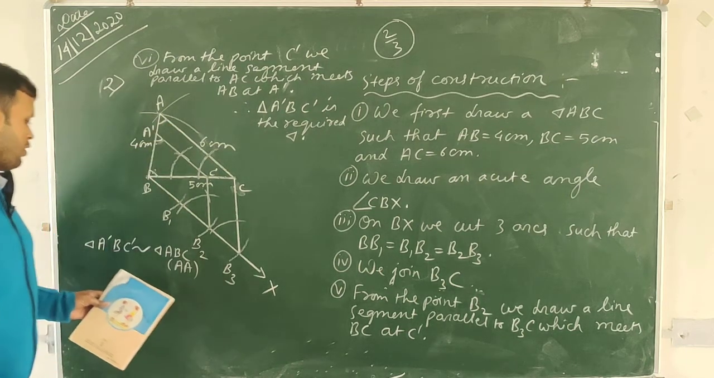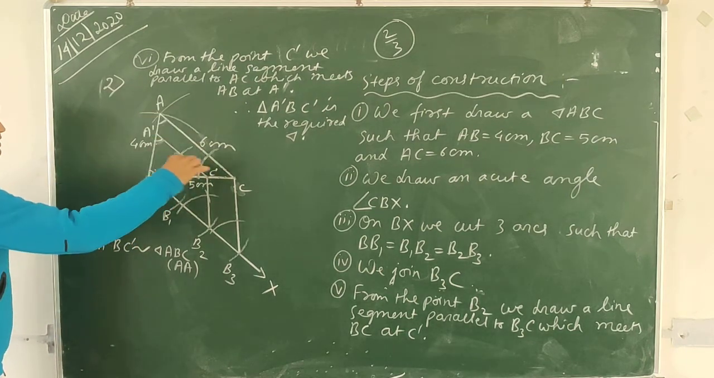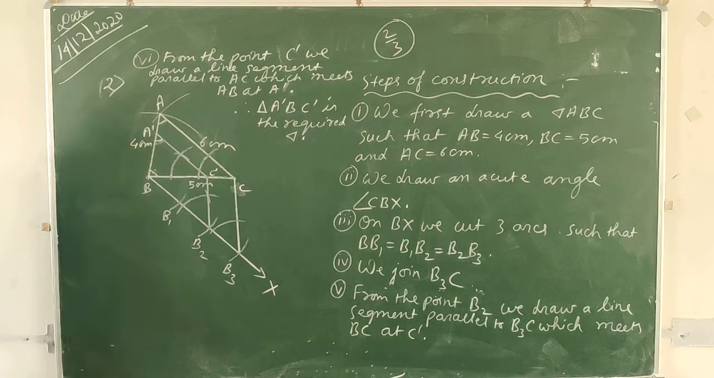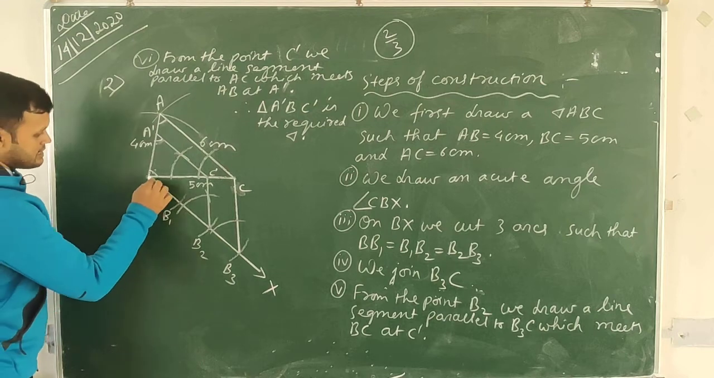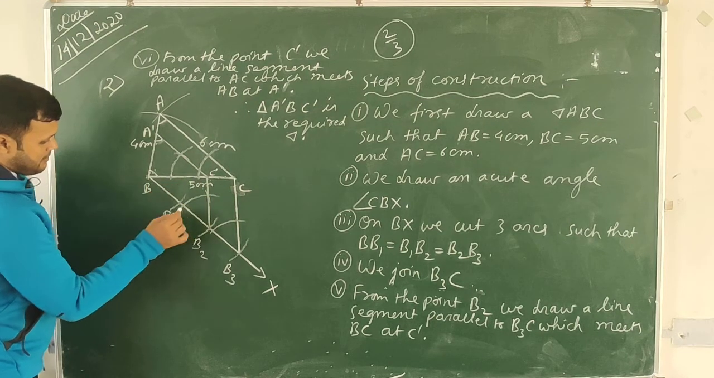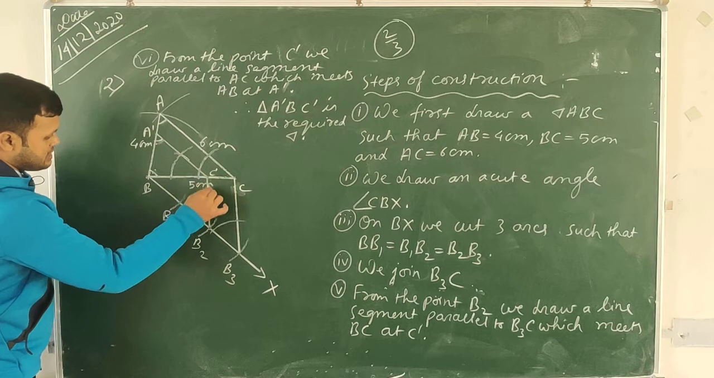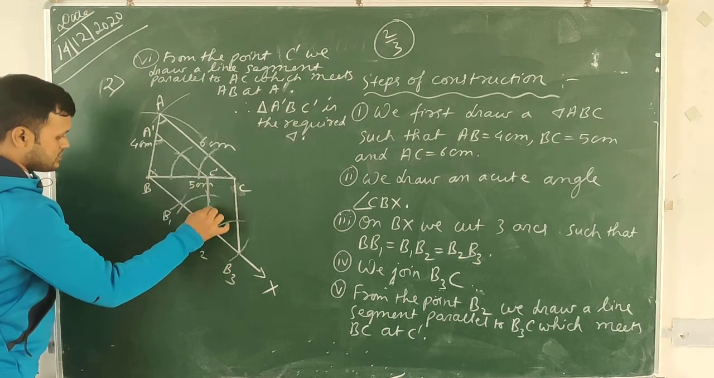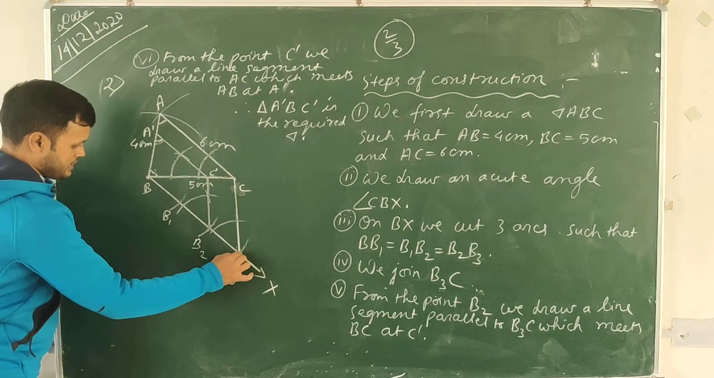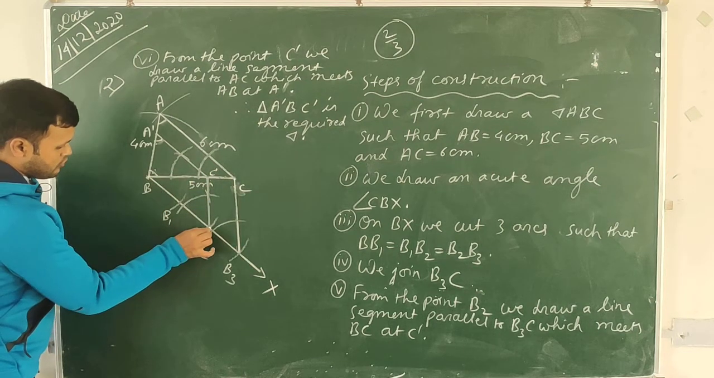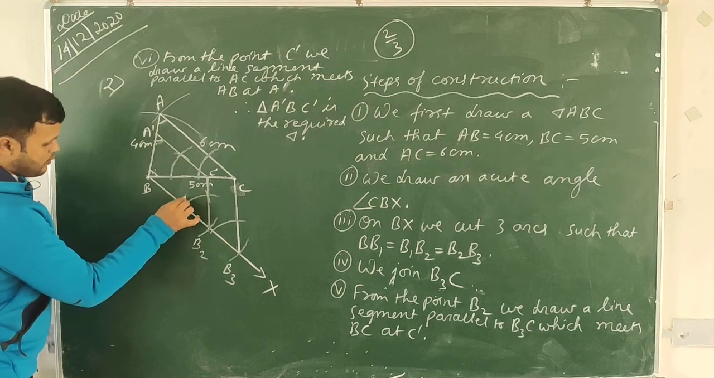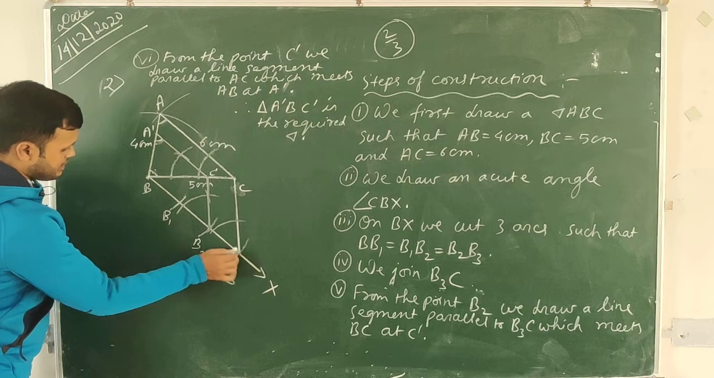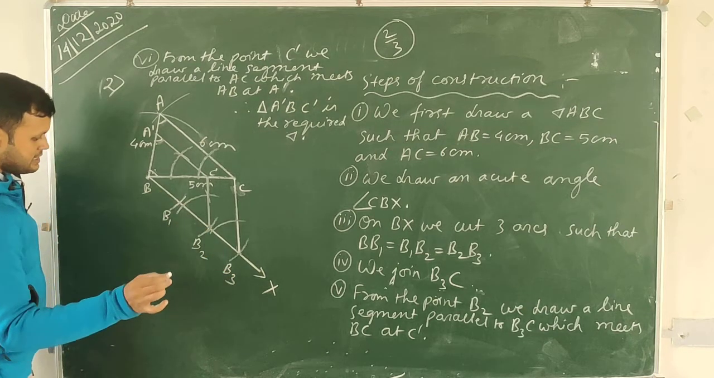So now, how are the sides of this smaller triangle? 2 by 3 of the sides of the bigger triangle. That is also we will see. Okay. So let us see. So consider this side. If you consider this triangle and this bigger triangle, from B to B2, how many parts are there? 1 part and 2 parts, isn't it? From B to B3, how many parts are there? 1, 2, 3, isn't it?